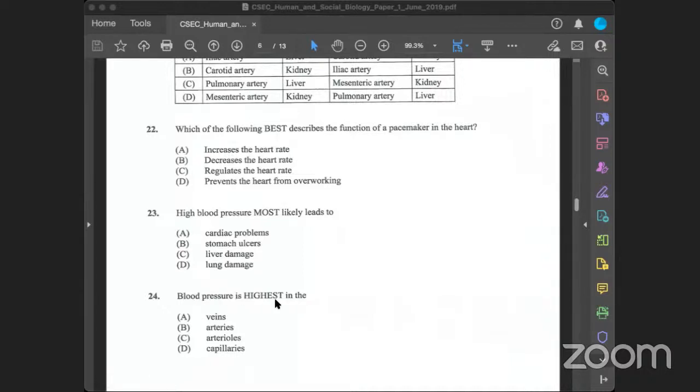Blood pressure is highest where? Where is blood pressure the highest? Arteries. Arteries. Good.